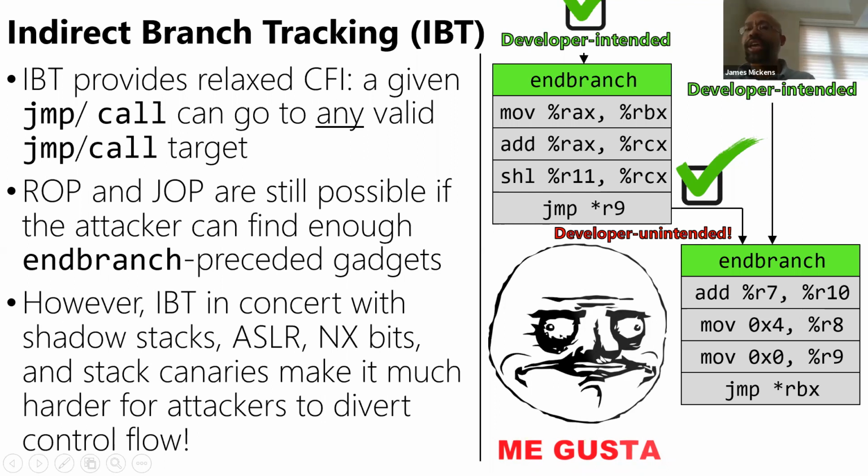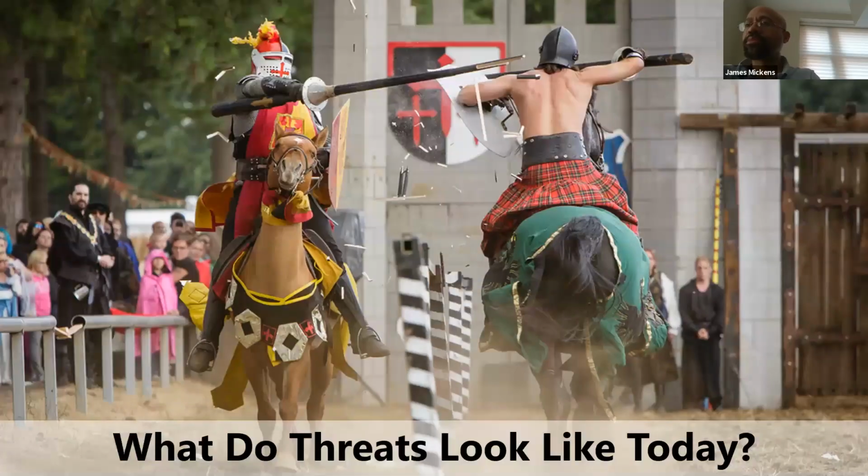Okay, so as I was saying, even though some attacks are still possible, using all of these defensive techniques, IBT, ASLR, shadow stacks, X-bits, and stack canaries, makes it much harder for attackers to divert control flow. And so what do threats actually look like today? Over the past 2 days, we've gone through a bunch of examples that increased in the sophistication of the attacks. So now let's take a look at what the current state of the art looks like.